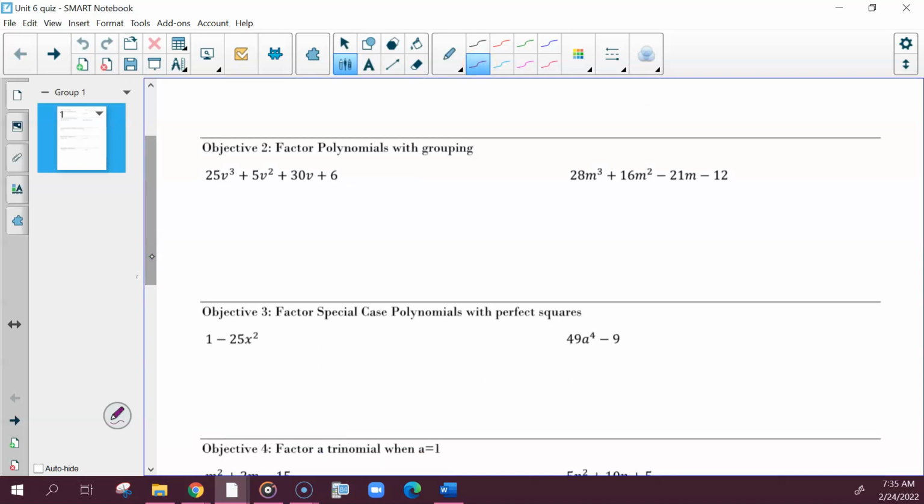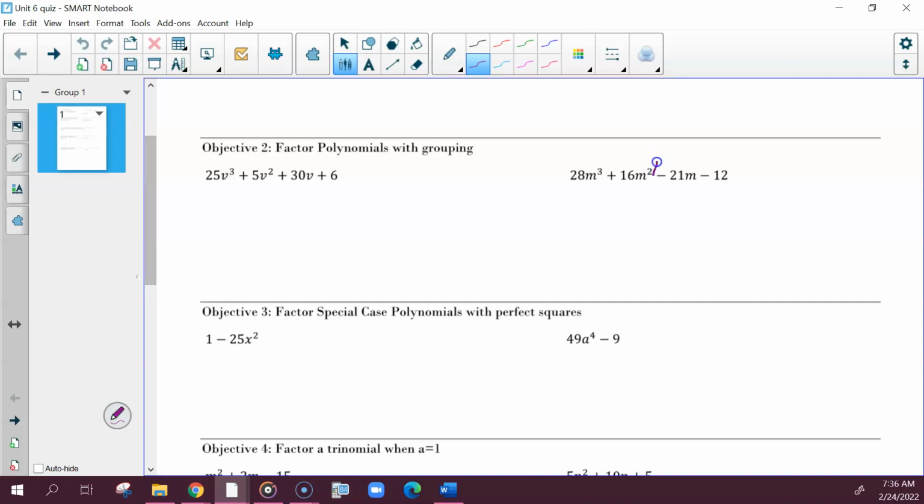Not all of these were tests, but you may get some where you need to factor out a GCF out of everything. If you see that, do that. But if you don't see that, and then you see it at the end, like at the end you have a factor, like 5n plus 5, factor that out again.